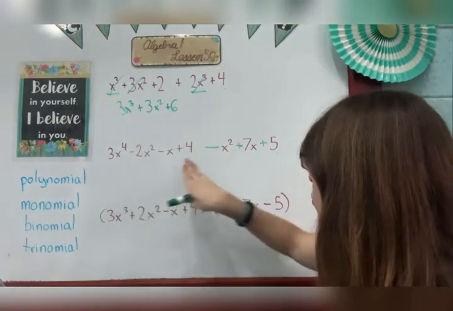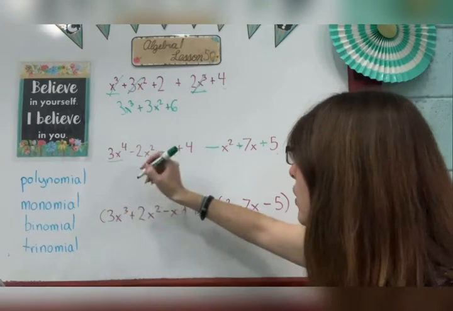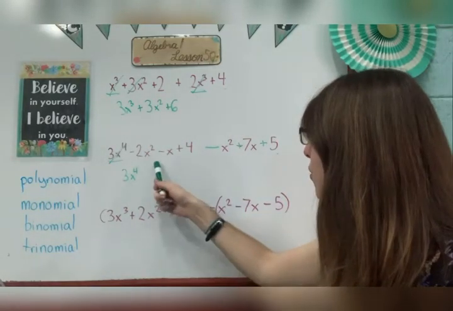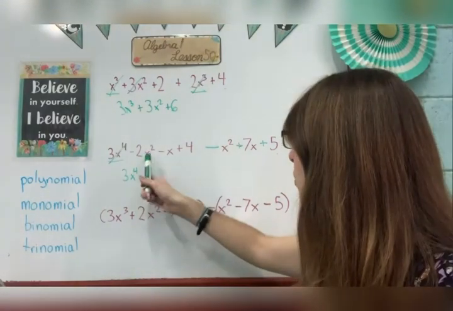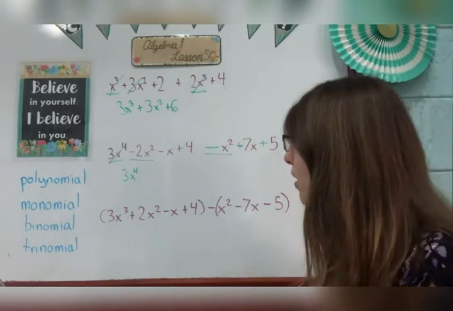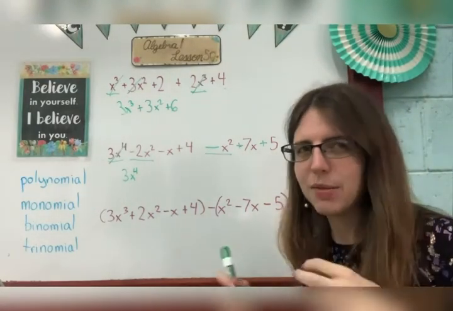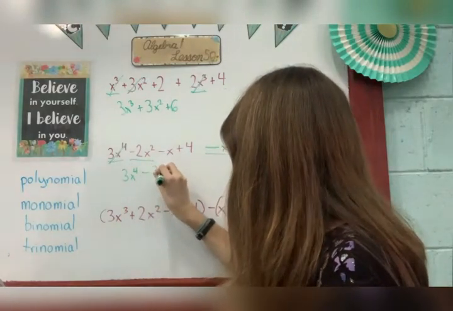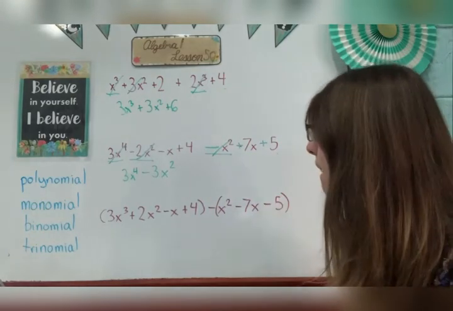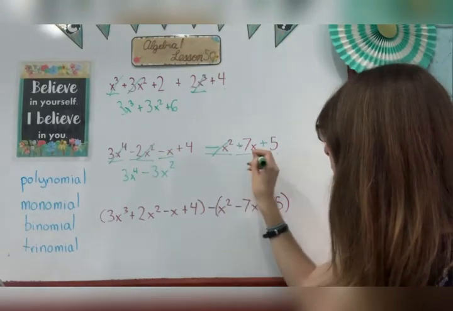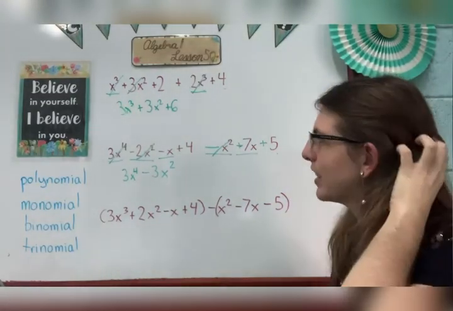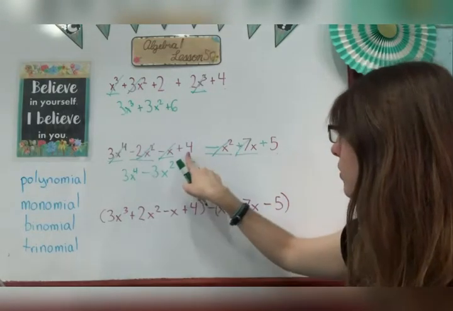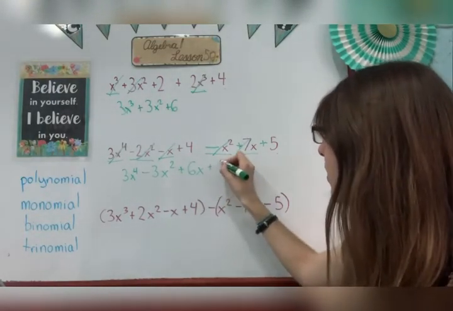I'm going to start with my highest degree term, which is the x to the 4th. Is there anything else? No, it's just 3x to the 4th, so I bring that down. Now look and see if there's an x cubed. Nope. How about x squared? I have negative 2x squared and negative x squared. What's negative 2 minus 1? Same as negative 2 plus -1, negative 3. So it's minus 3x squared. Now I go to x. I have negative x and positive 7x, so positive 7x minus x would be positive 6x. And lastly, I have my whole numbers. 4 plus 5 is positive 9.